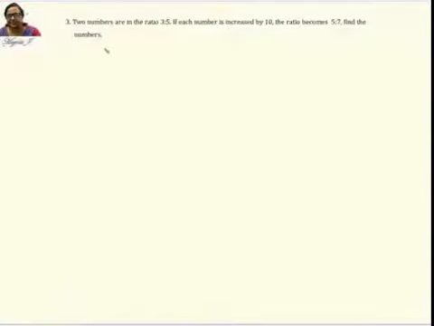Two numbers are in the ratio 3:5. If each number is increased by 10, the ratio becomes 5:7. How will you proceed in this? The two numbers given are 3 and 5, so 3x and 5x. Because you're adding something, you need to have 3x plus 5x. Why should you add that?